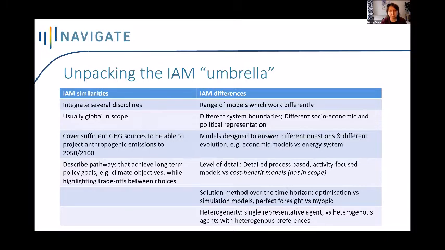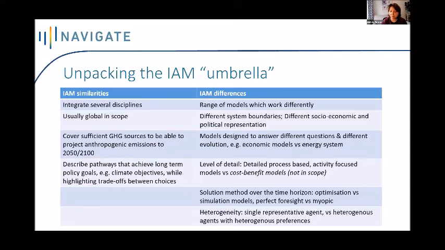This being said, each of the models works quite differently. They consider different system boundaries, and different socioeconomic and political representation. Each of the models started off from a smaller model. So models which started off as economic models are perhaps more fit for answering questions around evolutions of the economic systems, while models starting off as energy system models and growing up to be integrated assessment models might be a better fit to answer questions around transitions in the energy system. The level of detail is also quite different between the different models. In this review, we only looked at detailed process-based integrated assessment models and excluded cost-benefit models from the review. The way the models compute the solution over the time horizon is quite different.